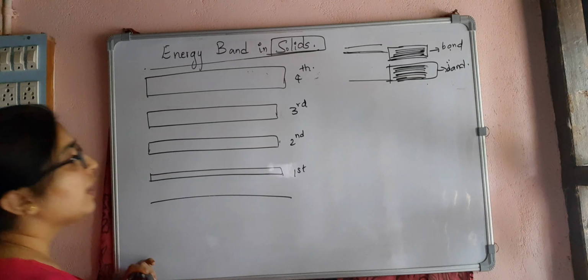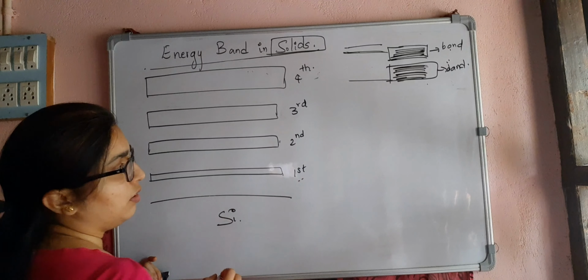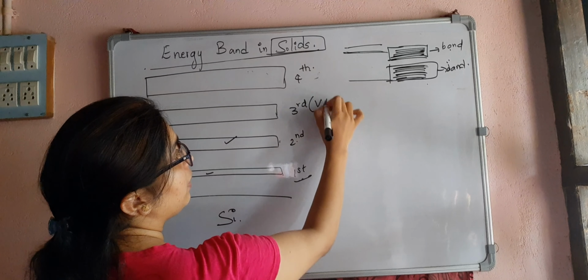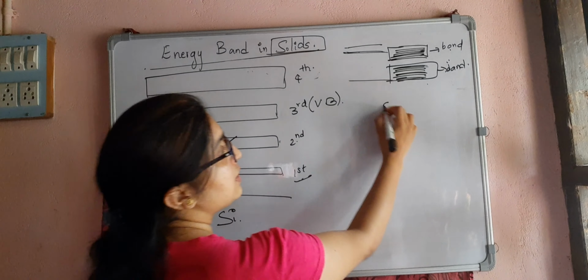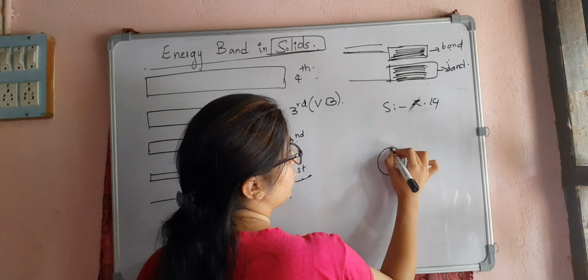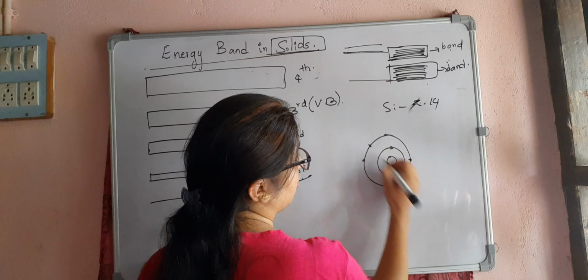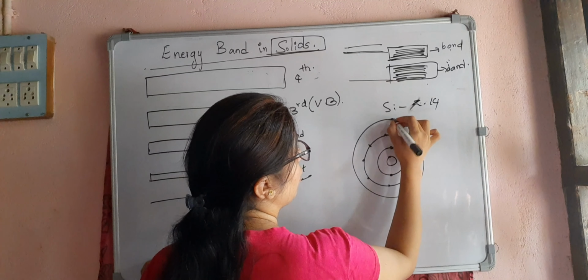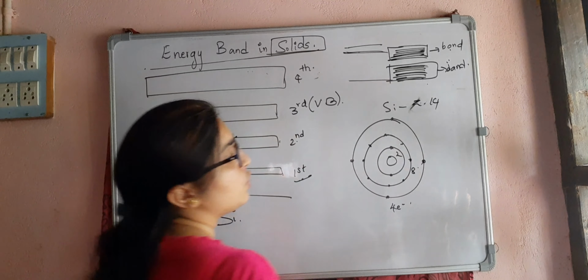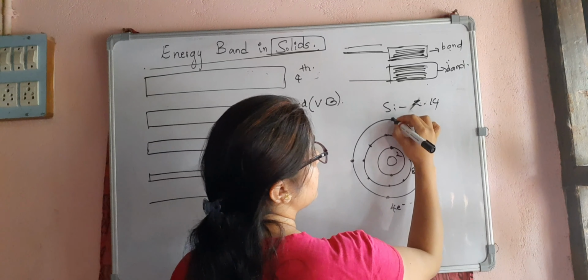Okay, in case of silicon, if I consider silicon, the first band is filled, the second band is filled, and the third band will be your valence band. Why? Silicon has atomic number 14. So here it has 2, here it has 8, and the outermost orbit has only 4 electrons. So in total it is 14 electrons. Okay, so these are your valence electrons.